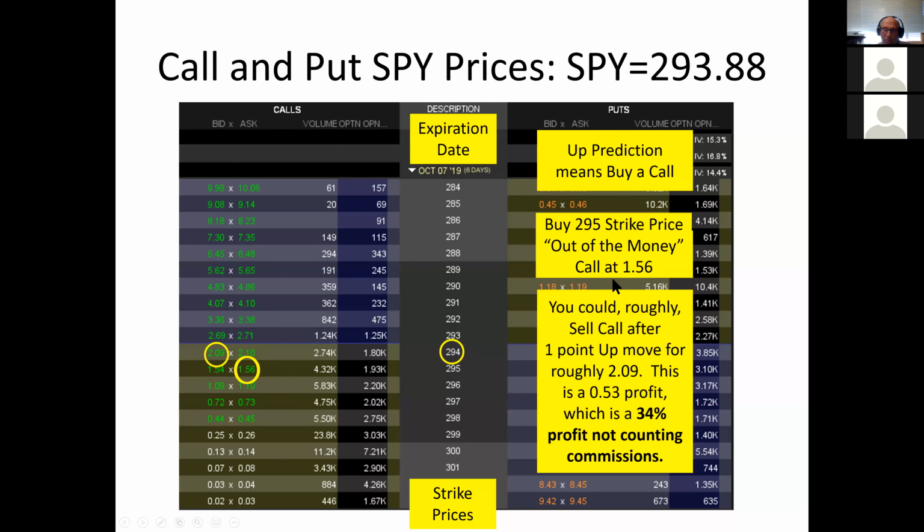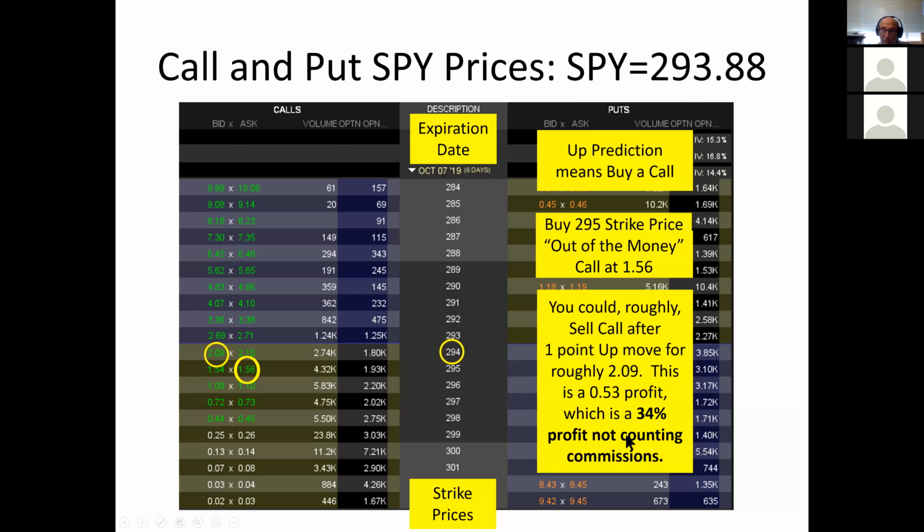So you came in at 1.56, you're out at 2.09, and this is a good estimate because the way all of these work, and this is so computerized by the guys who play this game, what matters is the strike price versus the current price. So let's assume the 2.09 is right. That's a 0.53 profit, which is a 34% profit, not counting commissions.